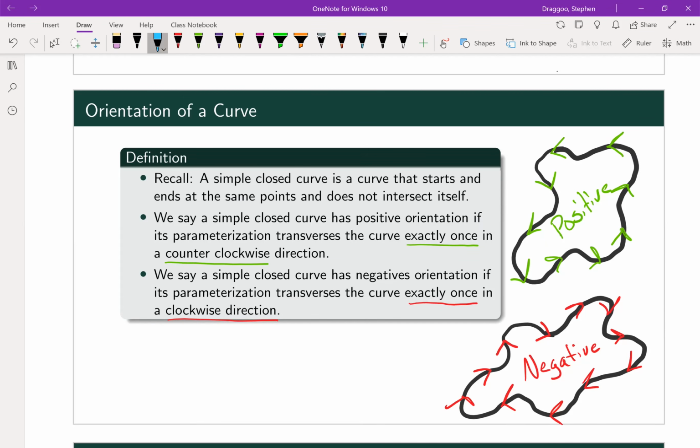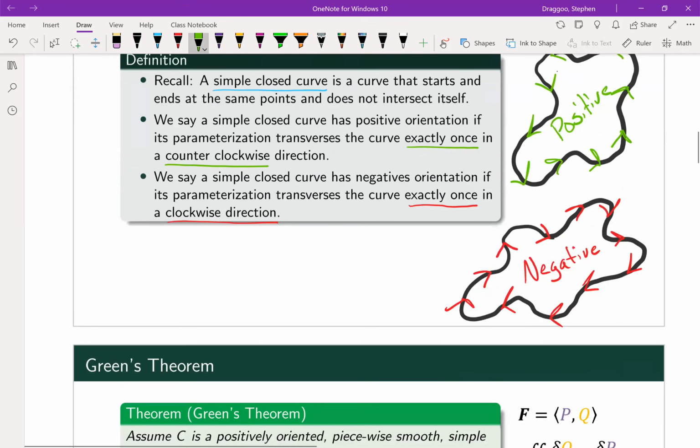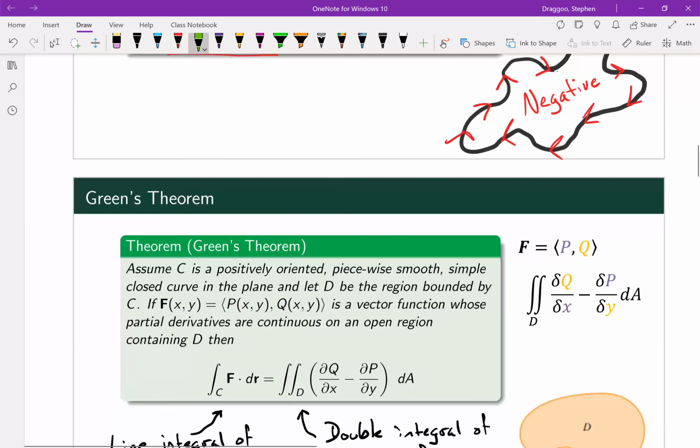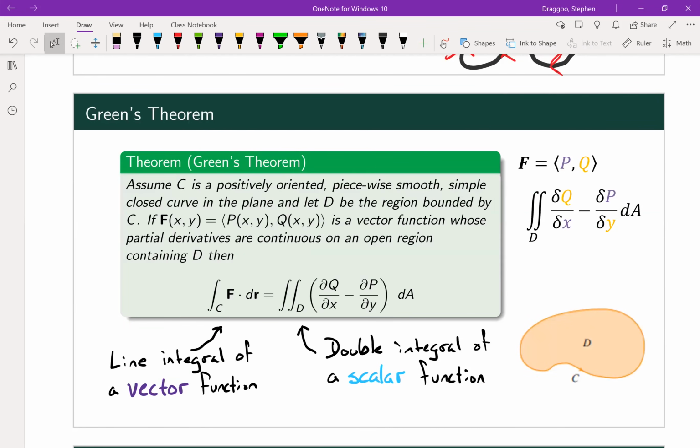And if we go back and highlight the parts that are important, a simple closed curve, again, starts and ends at the same point and doesn't intersect anywhere. But simple closed curves are going to be important for Green's theorem. So if we take a look at the statement of Green's theorem, here it is. We're going to assume that C, which is going to be our curve, will be some positively oriented piecewise smooth simple closed curve in a plane, and then D is going to be the region bounded by C.